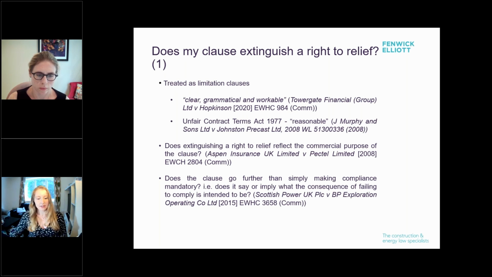And then finally, does the clause go further than simply making compliance mandatory? So obviously contracts are full of mandatory terms, the breaches of which do not extinguish the rights to relief; they purely give rise to damages as appropriate. If the intention of the clause you're considering is to go further than simply being mandatory in terms of compliance, and to the extent that it wishes to extinguish a right to relief, there is an argument that the clause needs to be clear in stating this.